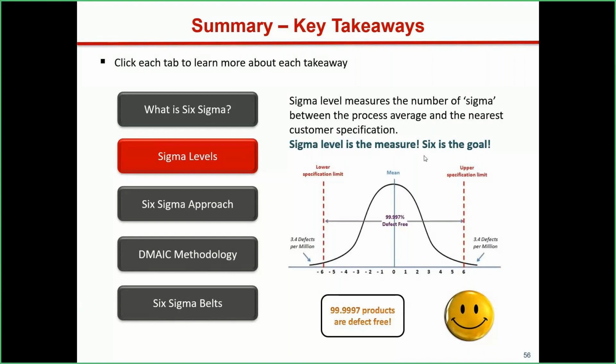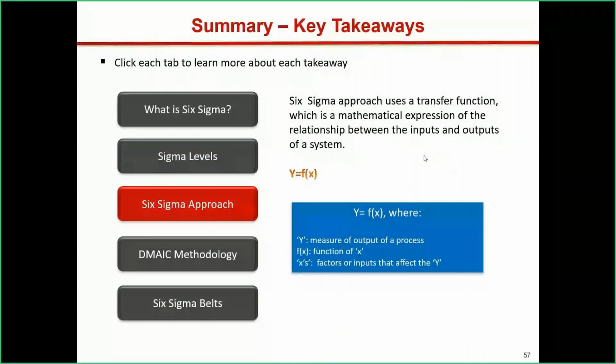99.9997% of products are defect free if the process is running at Six Sigma. The Six Sigma approach uses a transfer function, which is a mathematical expression of the relationship between the input and output of a system, denoted by y equal to f of x, where y is a measure of output of a process, f stands for function of your inputs, and x stands for factors or inputs that affect the y.